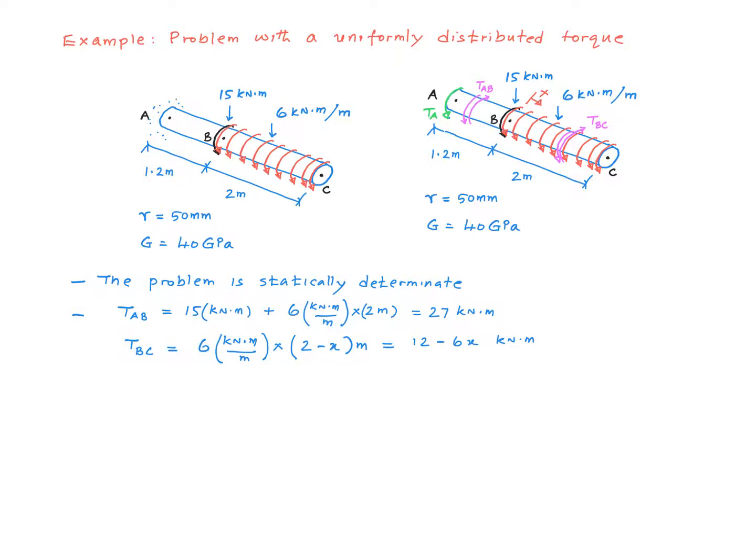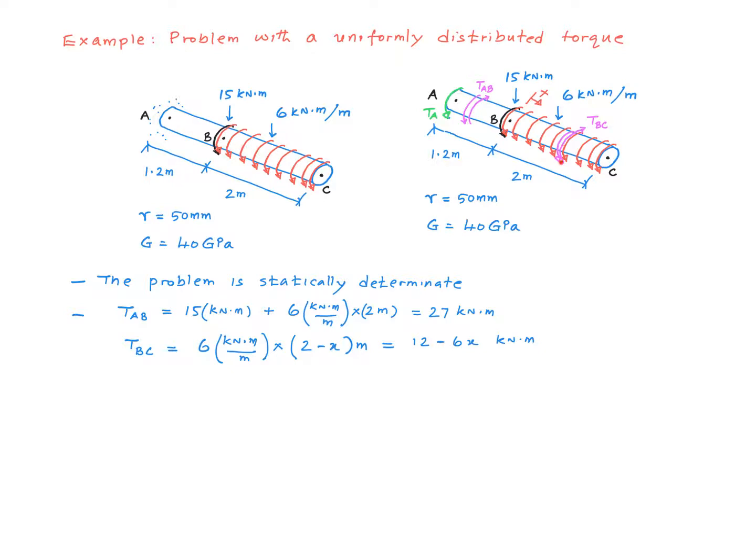And then of course we have a distributed load of 6 kilonewton meter per meter, right? So if I take that and multiply that by 2 meters, we get the resultant torque associated with this distributed load, and that will be 6 multiplied by 2, and you can see unit-wise this meter and meter cancels out to give us the torque in kilonewton meter again. So this is 12, this is 15, so we get 27 kilonewton meter for TAB.